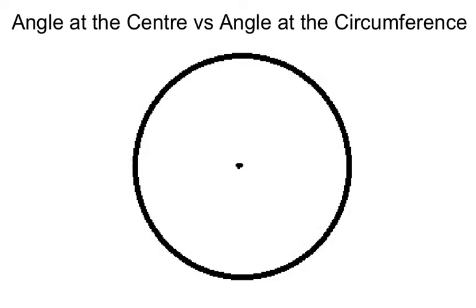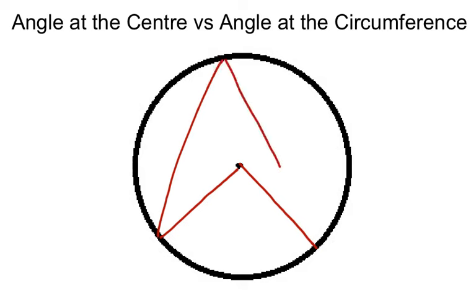So, for example, if we have an angle at the centre of a circle, and going from the same 2 points on the circumference, we have an angle at the circumference of the circle, then the angle at the circumference, if that is x, then the angle at the centre is 2x. The angle at the centre is double the angle at the circumference.